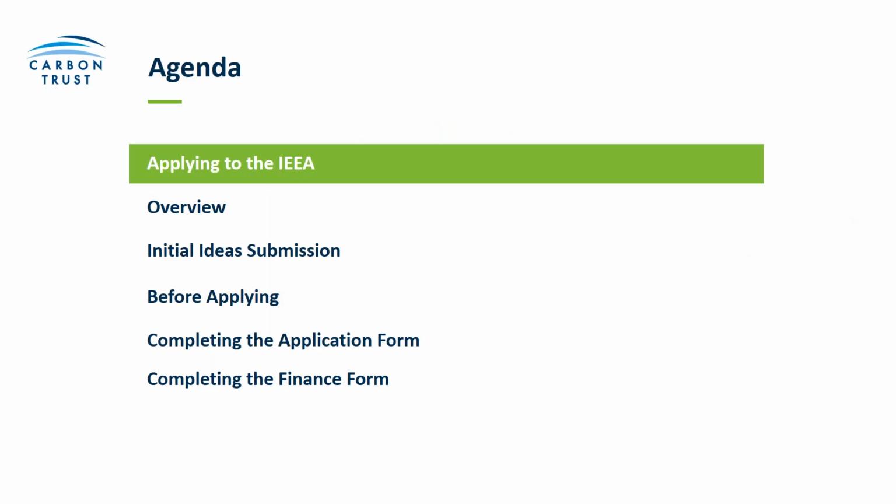We'll start off with a brief overview of the application process, talk through the various stages, including submitting initial ideas for consideration before making the actual application. And we're going to talk in a little bit of detail about actually filling in the form, the Word application form, and also the finance form, which is in Excel. And then there's further guidance given in a guidance note, which we'll talk about.